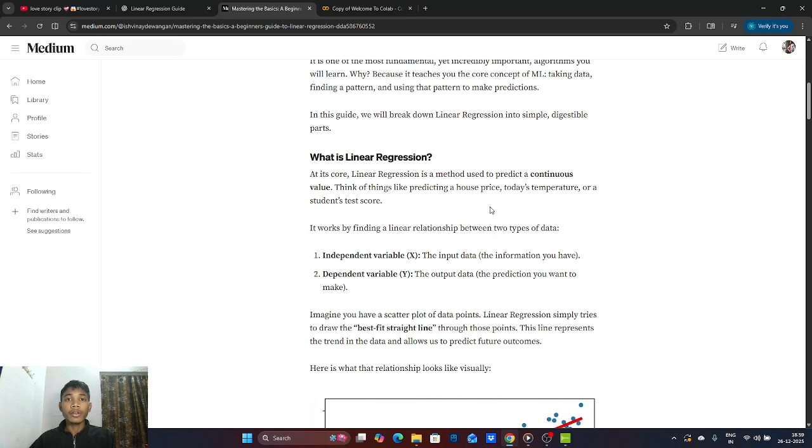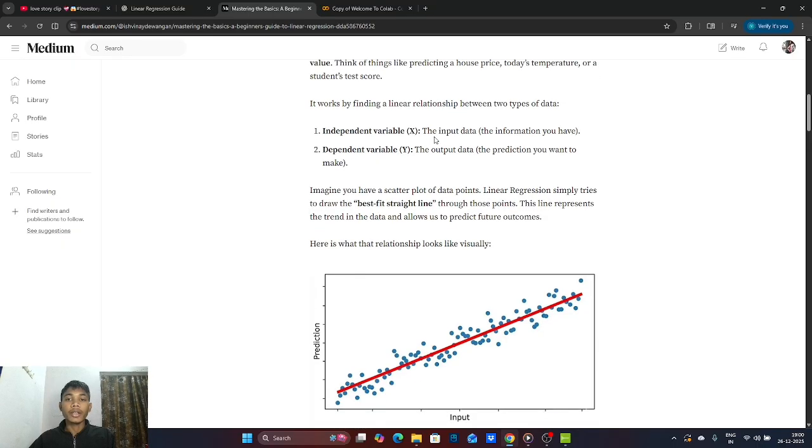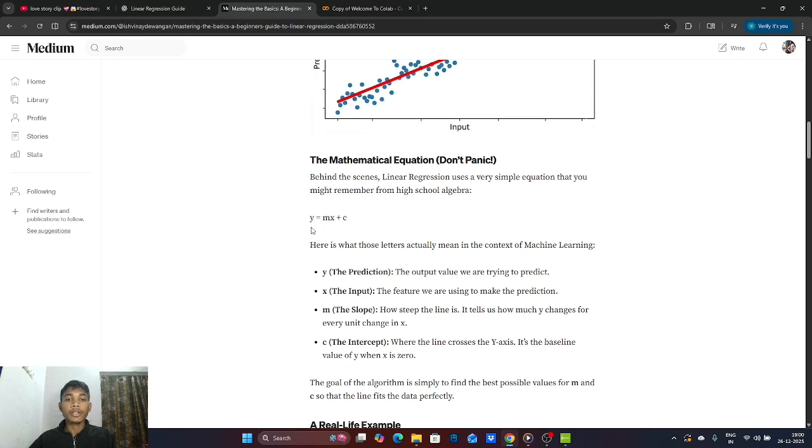Linear regression means finding a relation between two variables. One is independent and the other one is dependent. Linear regression helps to predict continuous values. Like if the price of a house on one day is something and the house price on the fifth day is something, so we can predict the price of the house on the 10th day or the 20th day. So in linear regression, there is a mathematical equation: y equals mx plus c.